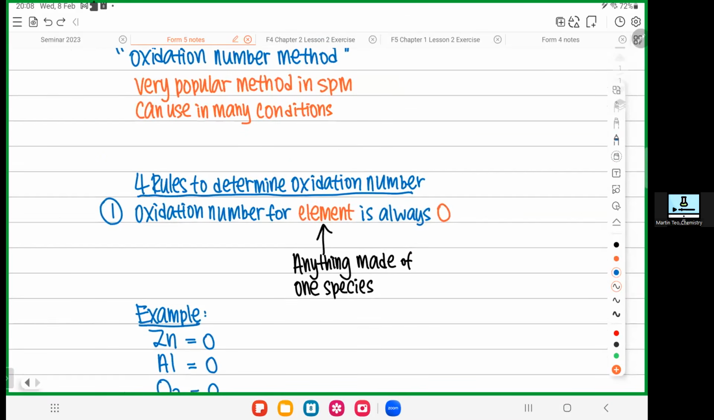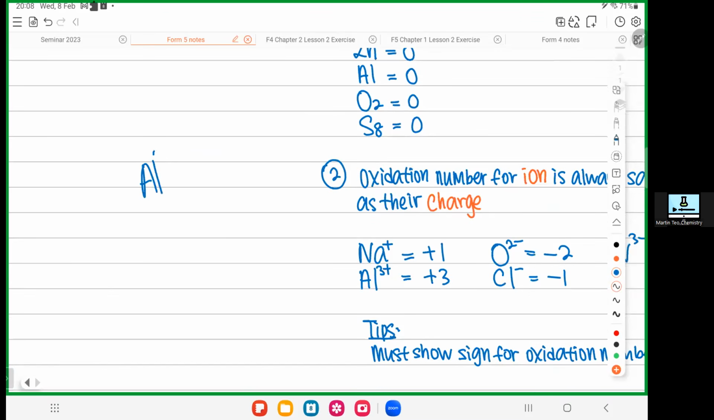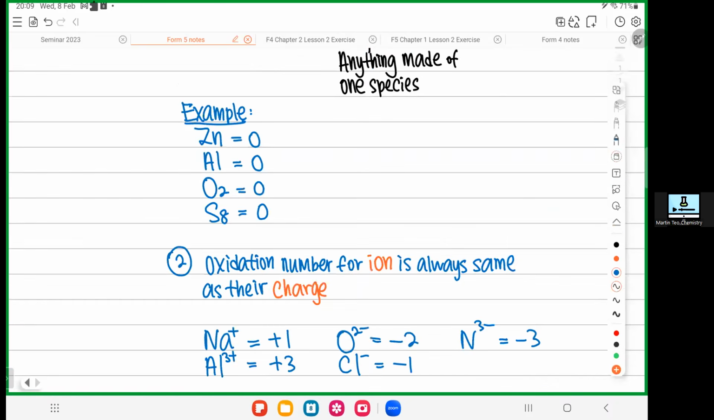If we have an element, it means anything made by only one species. Anything that has only one species is an element. So for an element, the oxidation number is always 0. Number 2, if we have an ion, the oxidation number is always the same as the charge. Example, aluminium is Al3+, the oxidation number is +3. Zinc is Zn2+, oxidation number is +2. Cl minus, chloride ion, oxidation number -1. So if you know the charge of the substance, for the oxidation number just copy back the charge.